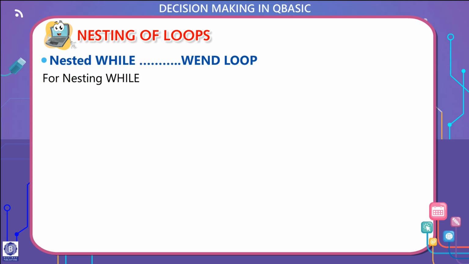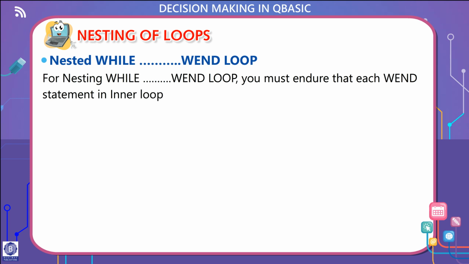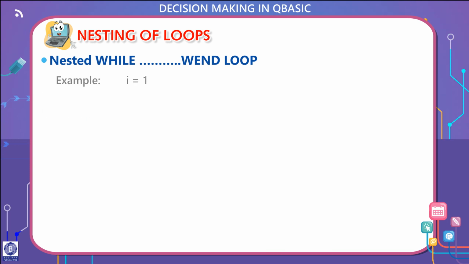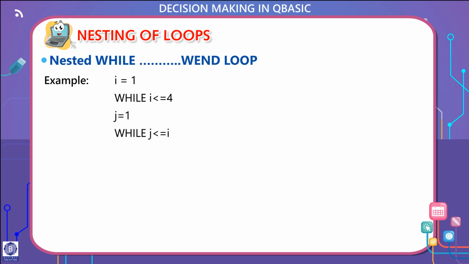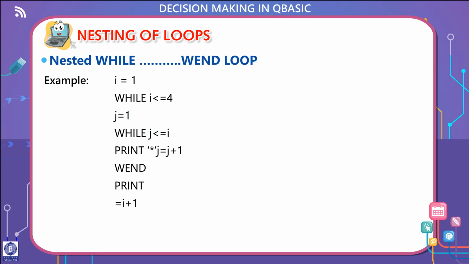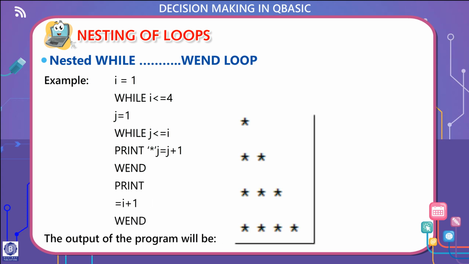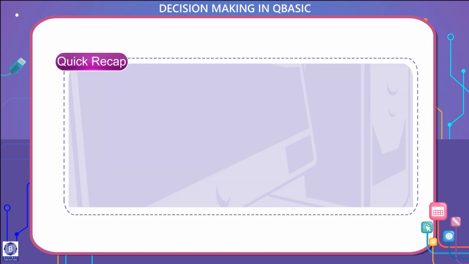For nesting while-wend loop, you must ensure that each wend statement in the inner loop is followed by the most recent while loop of the inner loop. Example: I = 1. While I <= 4. J = 1. While J <= I. Print "*". J = J + 1. Wend. Print. I = I + 1. Wend. The output of the program will be: Quick recap.